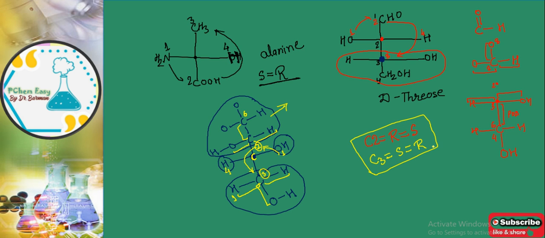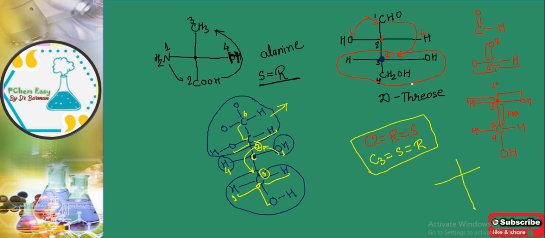Now you can assign the configuration in this manner to any compound. Okay, so now I hope it is clear how to assign. Okay, see this. This is the D-Threose. What could be the configuration of L-Threose? Can you tell? Because this would be the mirror image of that. So the mirror image of this D-Threose, if we draw, we will get the structure like that.